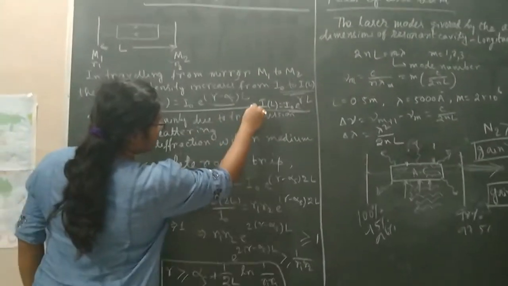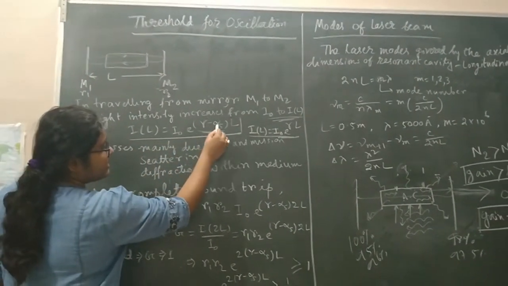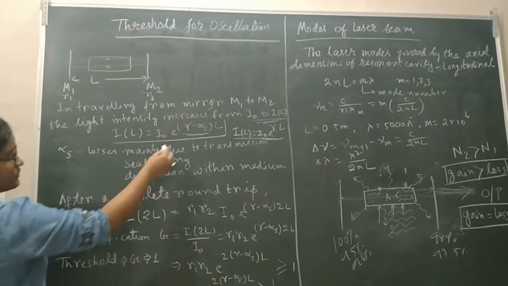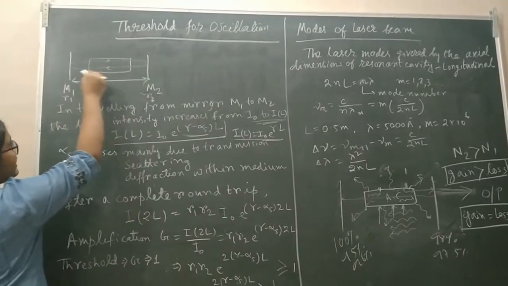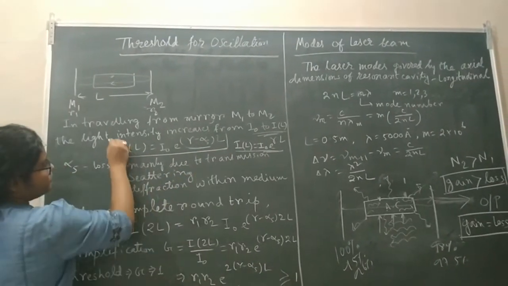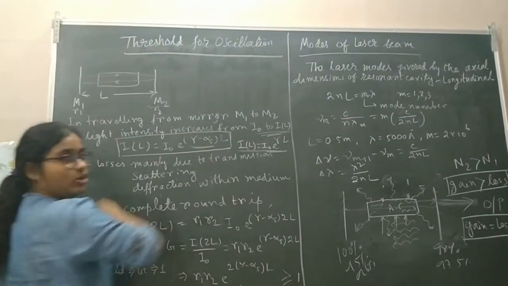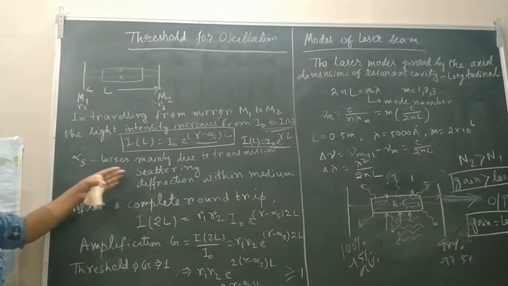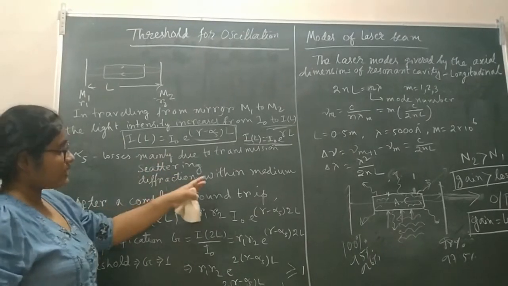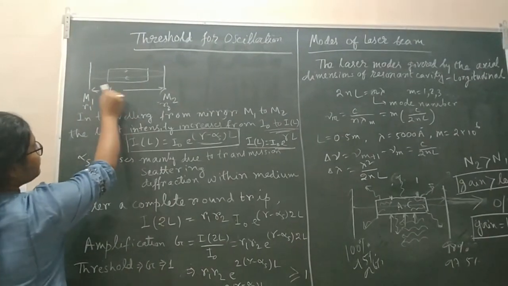So the intensity of the light signal should be I0 times e to the power gamma minus alpha s, times L, as it travels a distance L from M1 to M2. The intensity of the light gets amplified in this form, where we have associated both the gain term and the loss term. Alpha is the losses, which I have told you are mainly due to transmission through the mirrors, scattering, and diffraction within the medium.